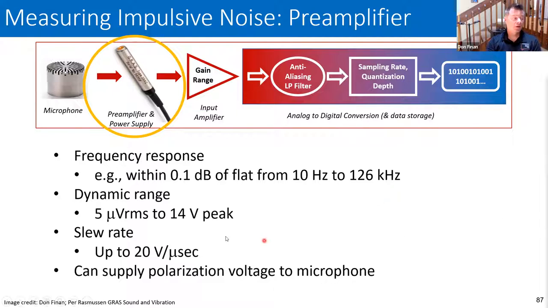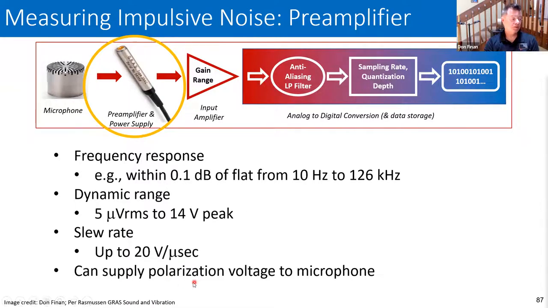Dynamic range, well, we have to be able to go up to maybe 14 volts peak from the preamplifier itself. That is way beyond what a lot of systems can actually do in terms of a sound level meter. They're not meant to have quite a wider range. The slew rate, mentioned before, needs to be very, very high, maybe up to 20 volts per microsecond. Again, that's very uncommon for preamplifiers we would find in a standard sound level meter.